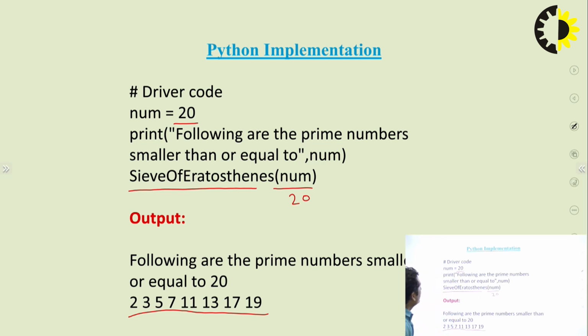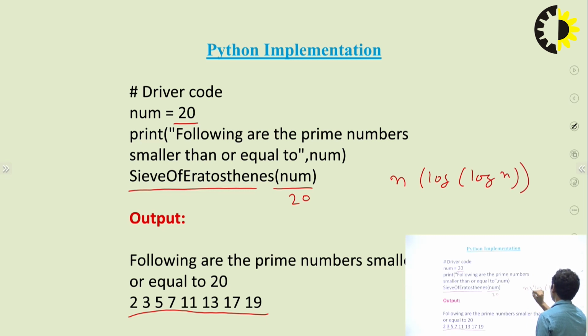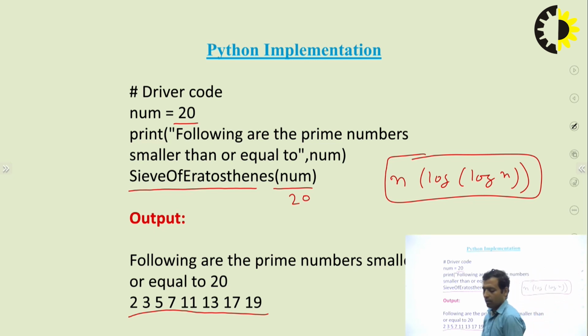So the implementation in Python is very effective and the time efficiency here is n log n. This is a very effective algorithm, and space efficiency can also be improved by using n by 2, not selecting the even numbers except 2 only.